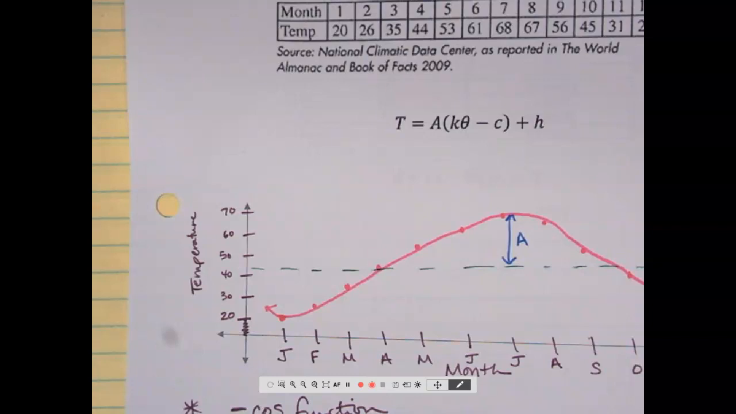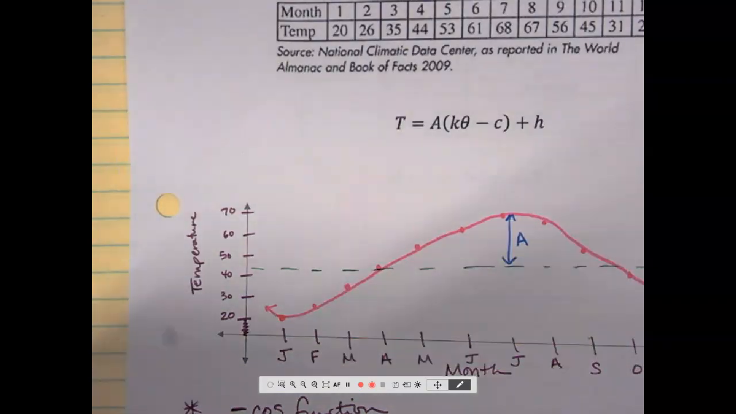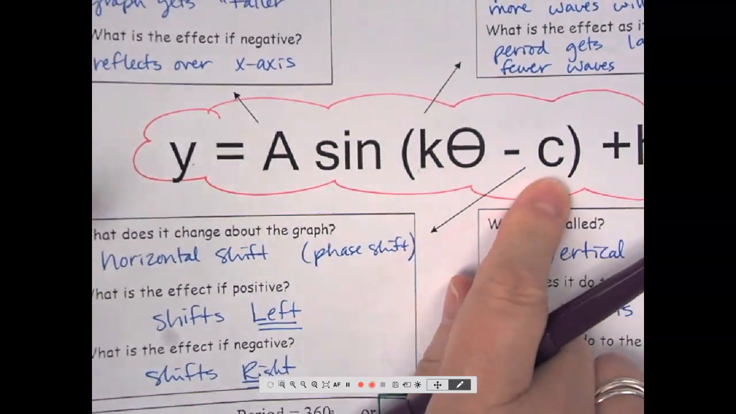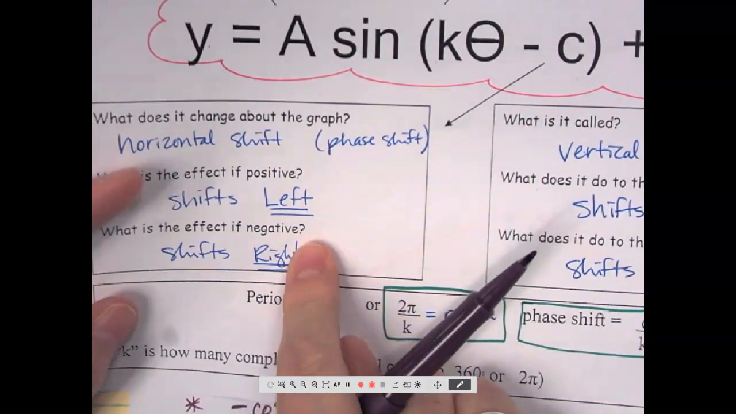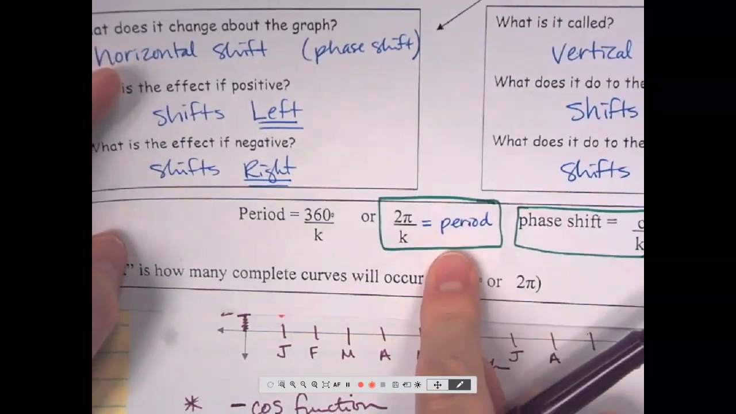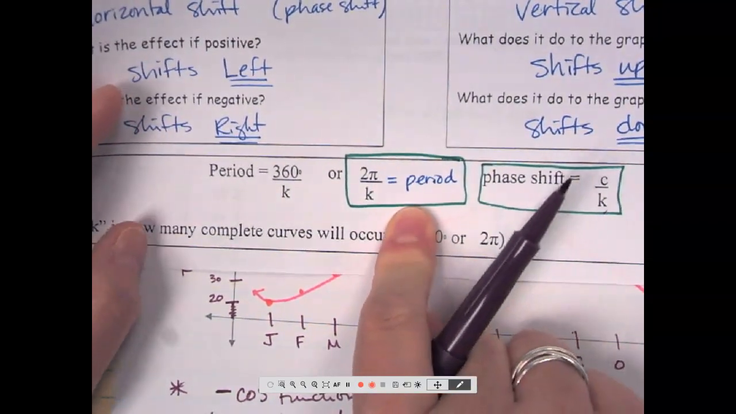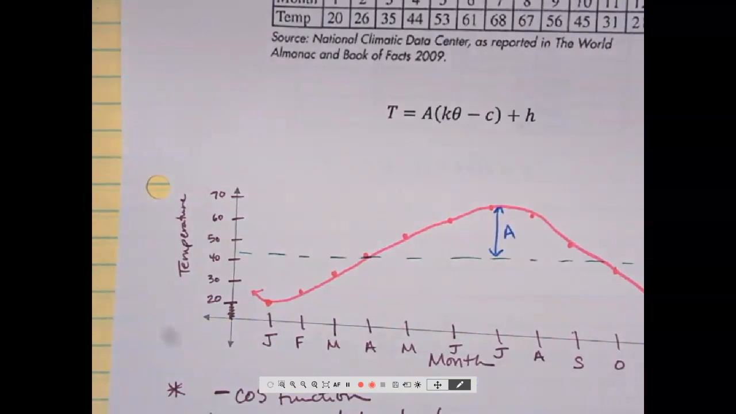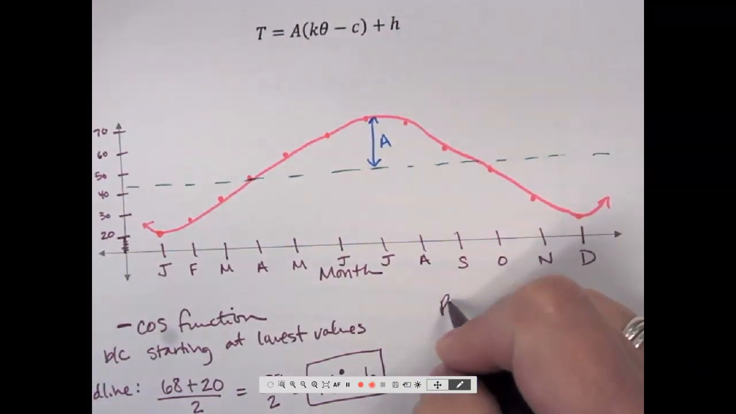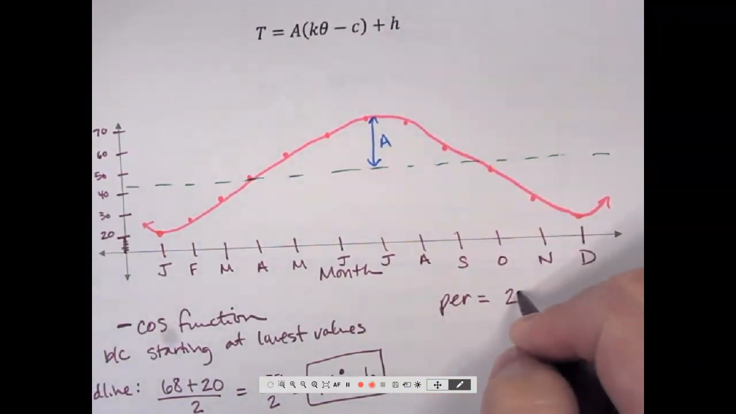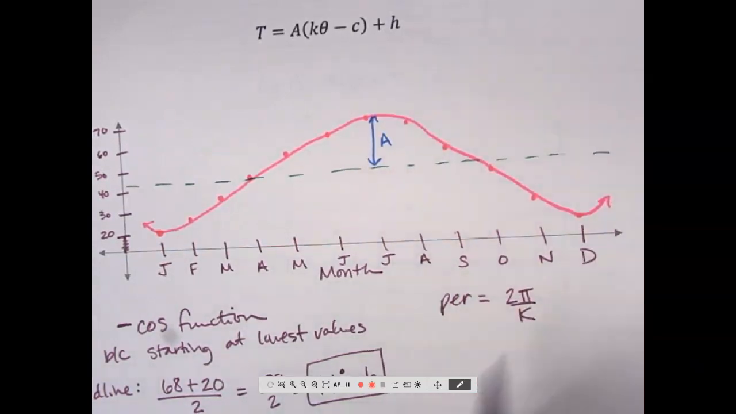Okay, remember K and C. They affect the phase shift and the period. So I'm going to use the fact that the period is 2 pi over K as my formula. Period equals 2 pi over K.